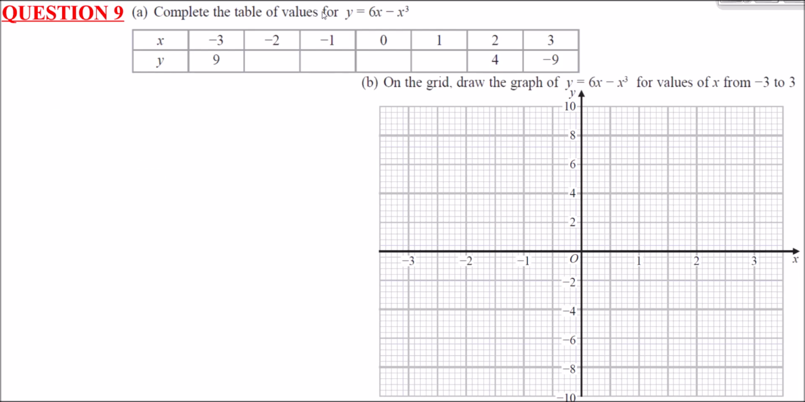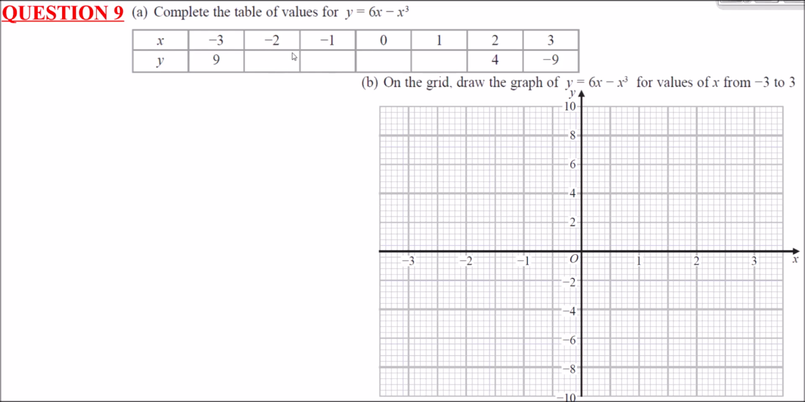Question 9, part A and part B relates to a cubic graph with negatives involved too. So it's 6x minus x cubed. We've got negative numbers to compute as well for x, and it's a non-calculator paper. So I'm going to make no apologies for just doing this step by step by step, brute force, just doing it really slowly and really carefully. You really need to be so careful with negative numbers at the best of times. So even though part A just looks ostensibly like we're just working out 4 values in a table, these 4 missing values need to be treated with the utmost of respect.